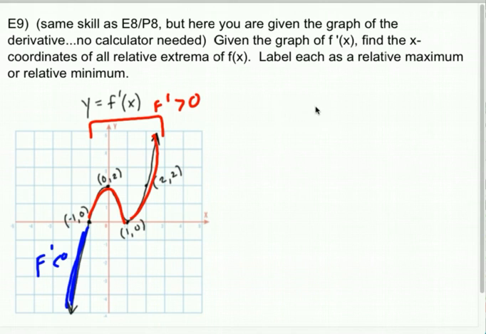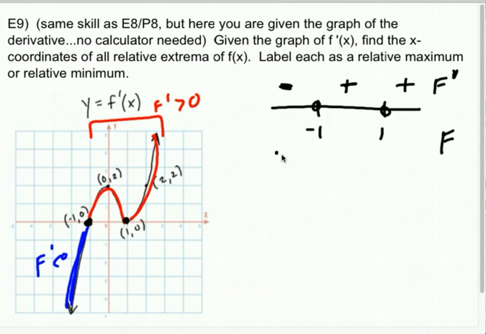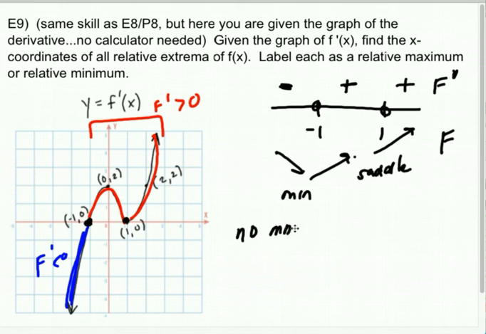So if I were looking at this like it was a sign chart, the only critical numbers are at -1 and 1. My f prime is below the axis before -1. It is above the axis until 1, and then it's above the axis again after. Sorry, that's f prime, I wrote f, which means that what f is doing is going down, up, and up again. So we have a min and a saddle. Since there are no endpoints, there is no max. There is a relative min at x equals -1.